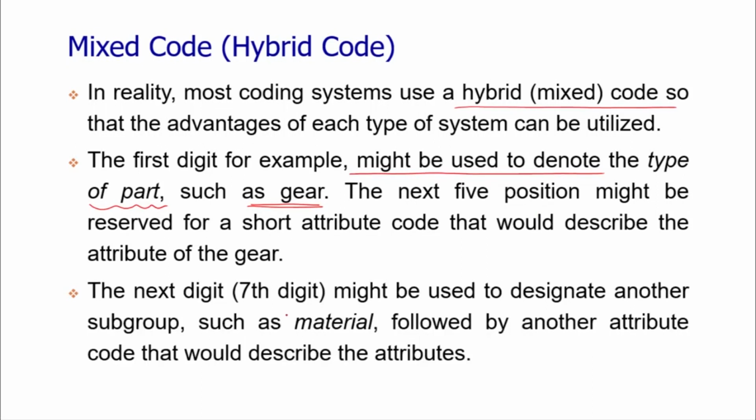The next digit, that is digit number 7, can be dedicated to another subgroup, say material, the material of the spur gear, followed by a set of digits which give the information about the type of material, its alloying elements, and other material properties if required.